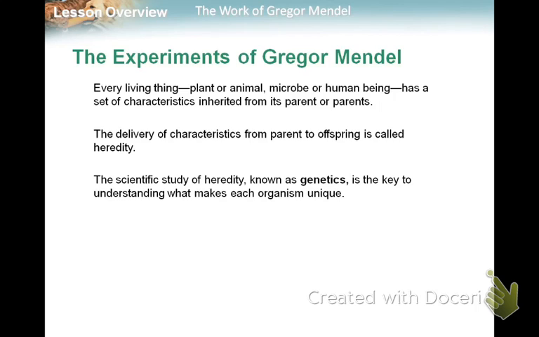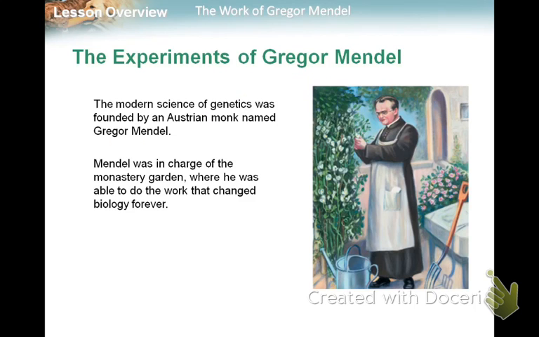So, when we're talking about living things, eukaryotes, prokaryotes, asexually reproducing or sexually reproducing living things, they have sets of characteristics that are inherited from a single parent in asexual reproduction or parents with sexual reproduction. This is called heredity, the delivery of characteristics from parent to offspring, and the study of heredity is called genetics. This is what makes each organism unique.